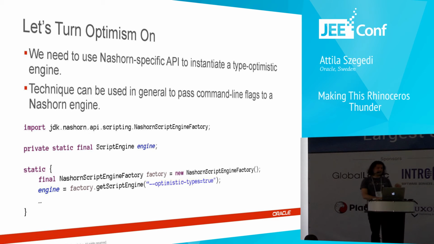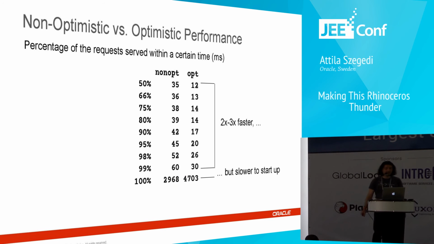Namely, you can do a get script engine and pass command line arguments, which is good if you want to pass other Nashorn command line arguments to your custom engine. So we turn on optimistic typing, and this is what we get. The thing actually got even lower. So we are now 2 to 3 times faster than non-optimistic.